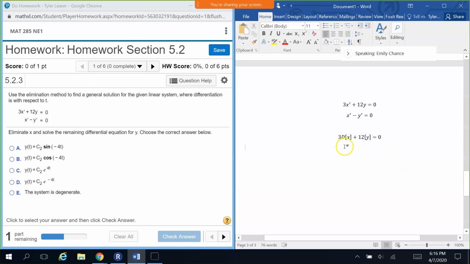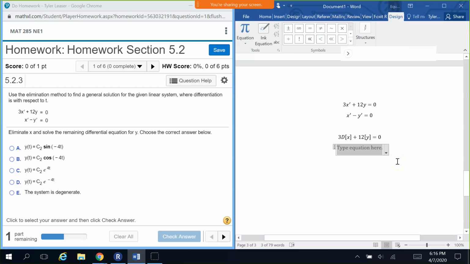So anytime you see a capital D, it just says to take the derivative of the thing that it's operating on. So that's why we couldn't use it in math labs. Yeah, exactly. Same thing here. So we have the derivative of x, so we're going to do D acting on x minus derivative of y, D acting on y.